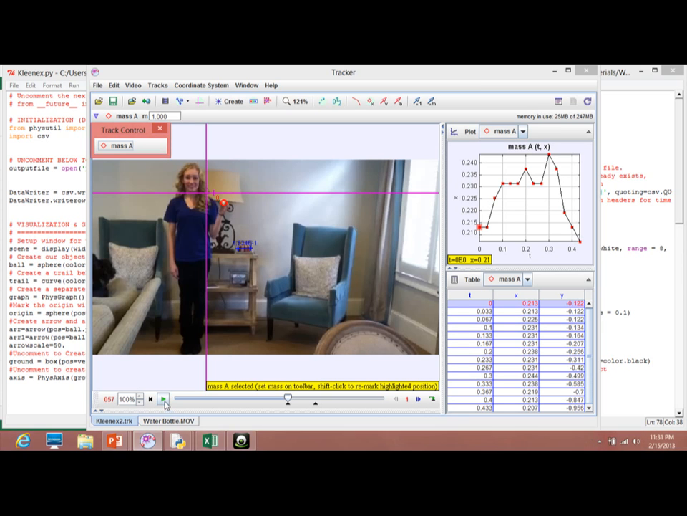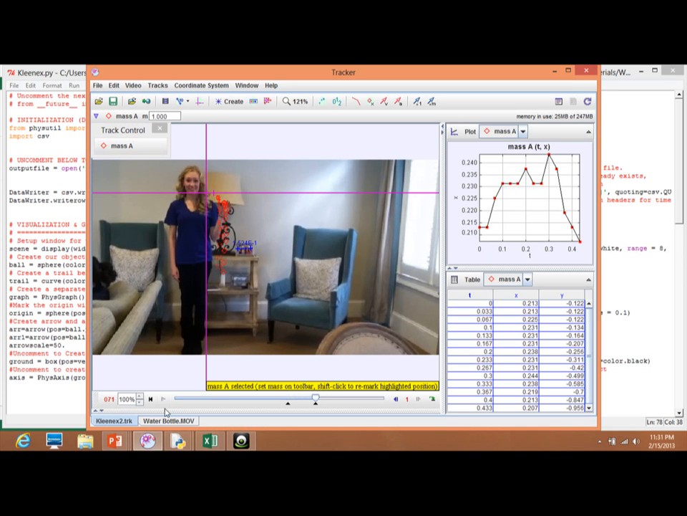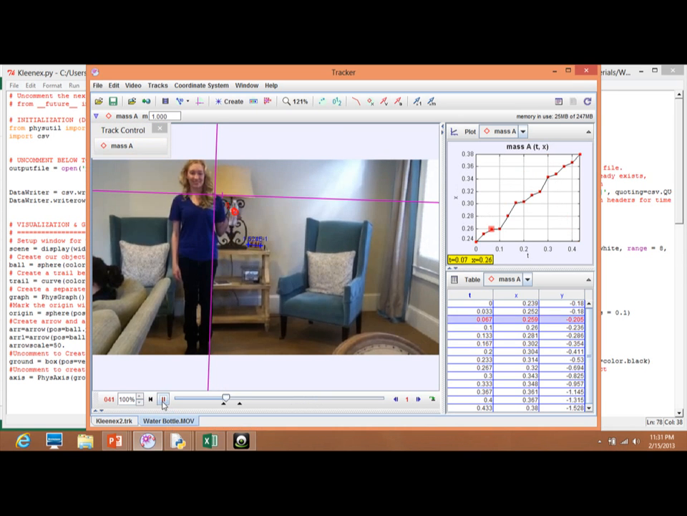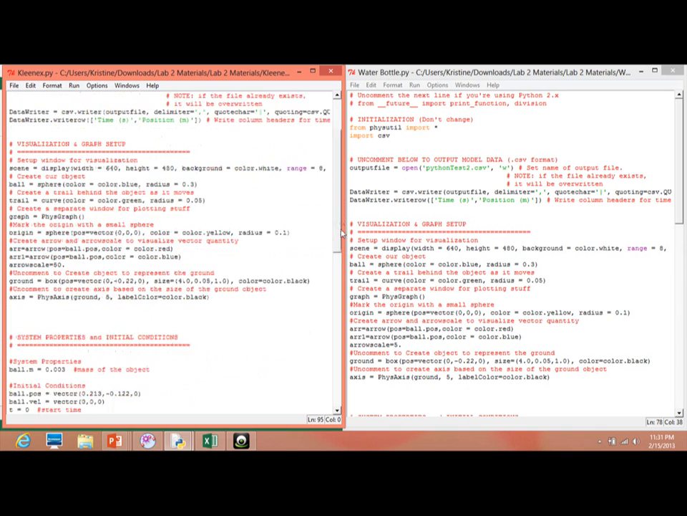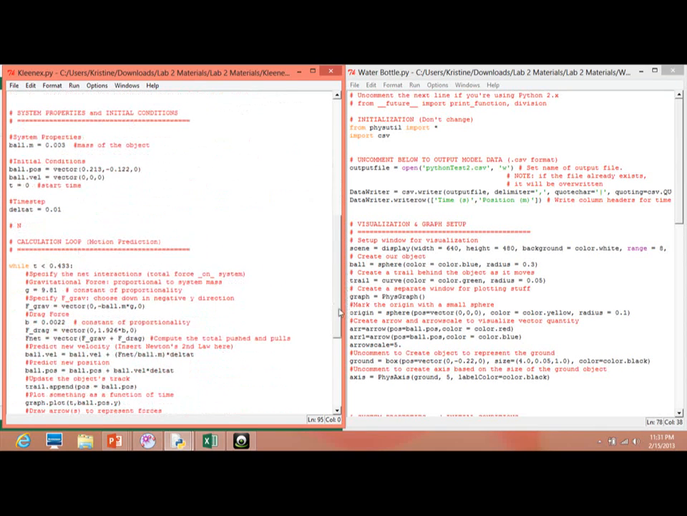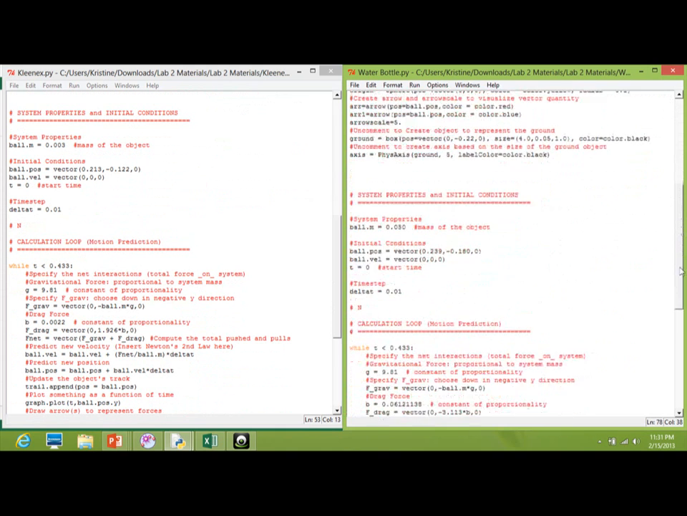So this is the movement of the Kleenex, and this is the movement of the water bottle. I looked up the mass of both objects. The initial positions came from the tracker data. Delta T was chosen, here is delta T, and it was chosen to be very small for both codes.